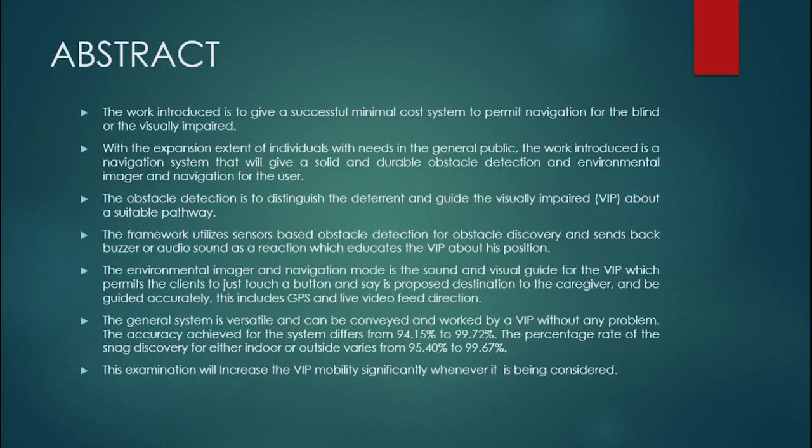So we start with the abstract. The work here is to give a successful minimal cost system that will help the blind navigate in its environment. Here, we're going to use the obstacle detection system, which is to guide the blind about a suitable pathway. This framework utilizes sensors that will help detect obstacles across a path, and it sends back a buzzer or audio sound as a reaction, which educates the VIP about its position. And the other system entails the environmental imager and the navigation mode. In this case, the VIP, that is the blind or the visually impaired, will have a caregiver that will direct him across suitable paths with the use of video guidance and with the use of a GPS.